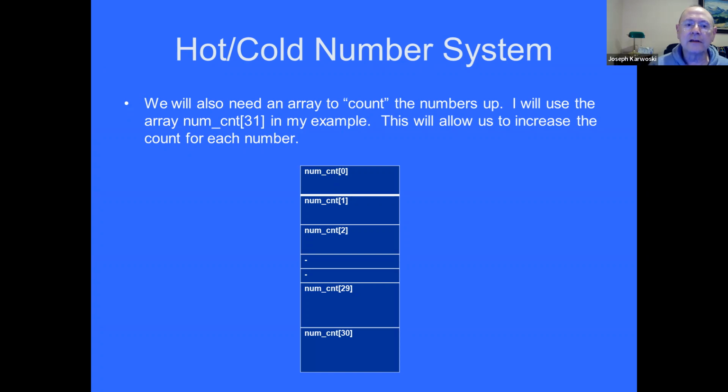And this is going to allow us to increase the count for each number. Again, num underscore CNT sub 0 is not going to be used. I'm not going to use that for anything. I want to keep the numbers where when I'm looking at it in 6 months, I'm going to go, oh, that's what it was for.